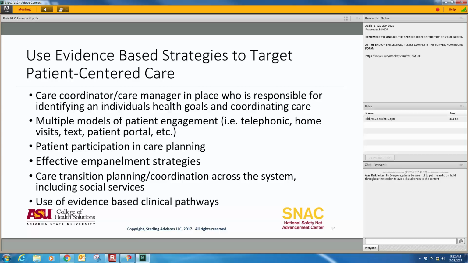So I know I didn't list all of the evidence-based strategies around care coordination and risk management, but we tried to highlight some of the ones that we think are the most critical. Are there other best practices that you guys are utilizing in your care management that you think are important to highlight here?